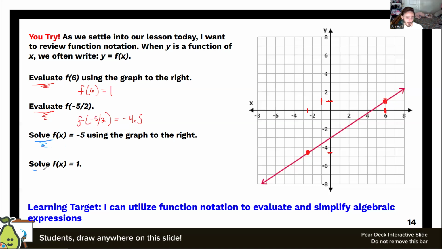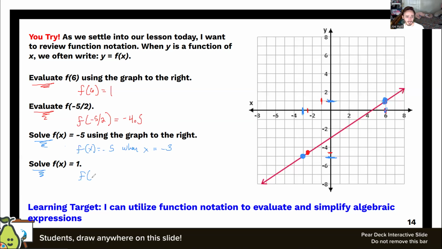Now, if I'm solving, that's another keyword. And in this context, when I say solve, what I'm saying is here's a y value, work backwards to find an input. So if I go to a y value of -5, and I read off the corresponding input for that, I'm going to see that f of x equals -5 when x equals -3. And if I want to solve, say, f of x equals 1, well, that happens when x is equal to 6.